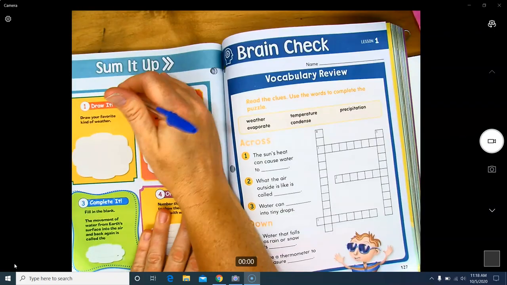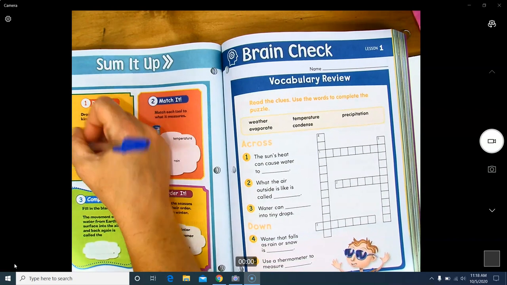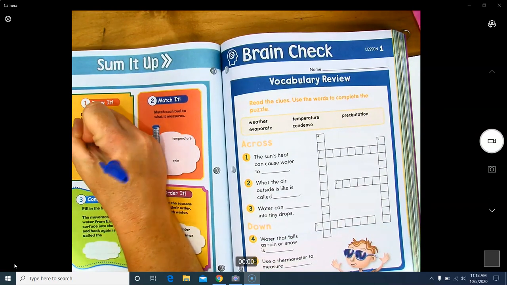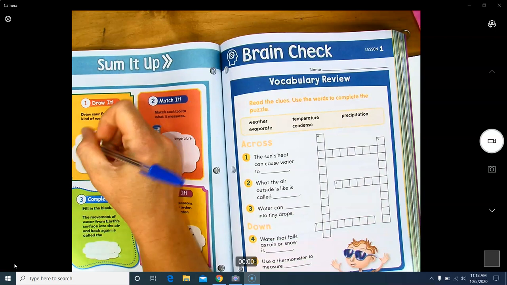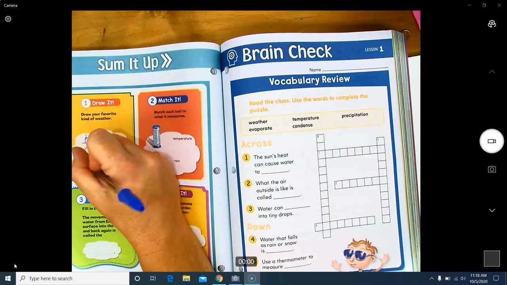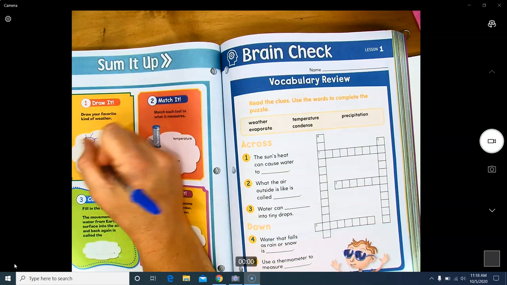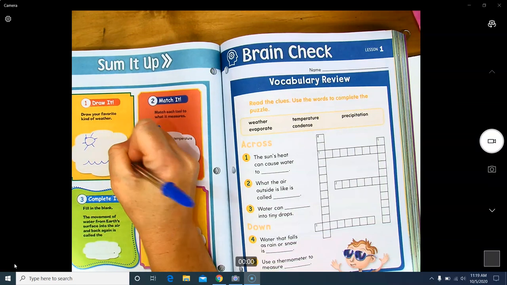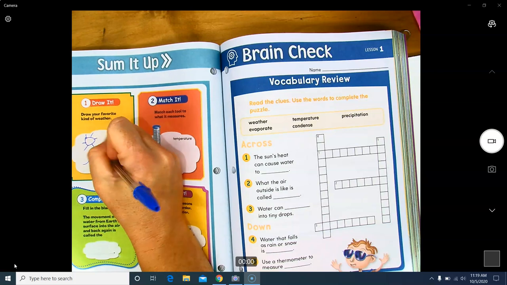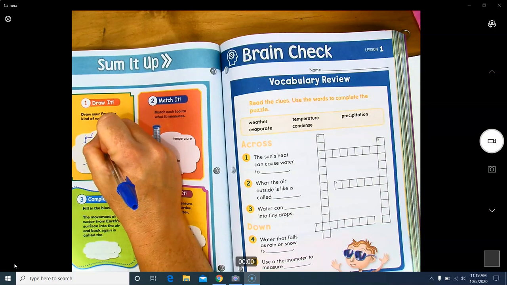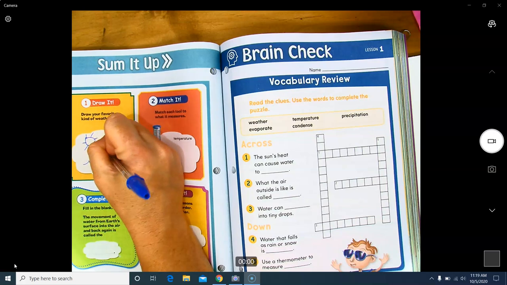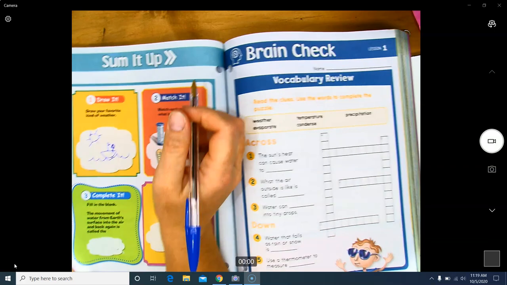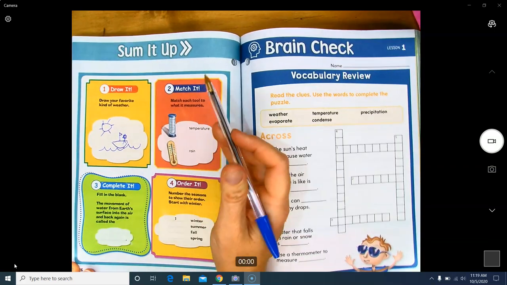Okay, sum it up. Draw your favorite kind of weather. What is your favorite kind of weather? I'm gonna draw sun. I like sunny weather. I'm on the water, right? I like to be on the water in a boat during the summer. And you can just draw whatever your favorite season, your favorite weather.